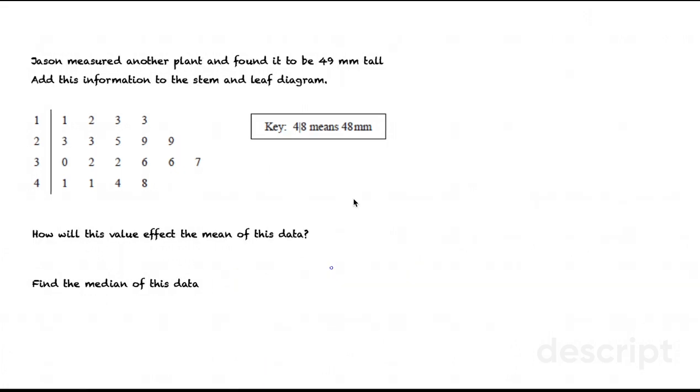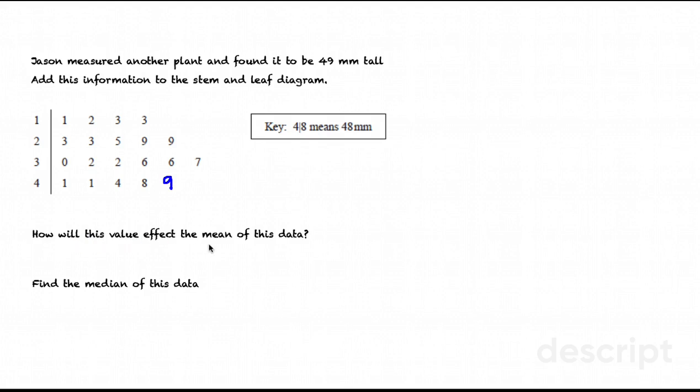I want to look now at what happens if we add a piece of data to this stem and leaf diagram. Jason measured another plant and found it to be 49 millimeters tall. Add this information to the stem and leaf diagram. Well, 49 is larger than all the other pieces of data, so I can add on the 9 here, 49.